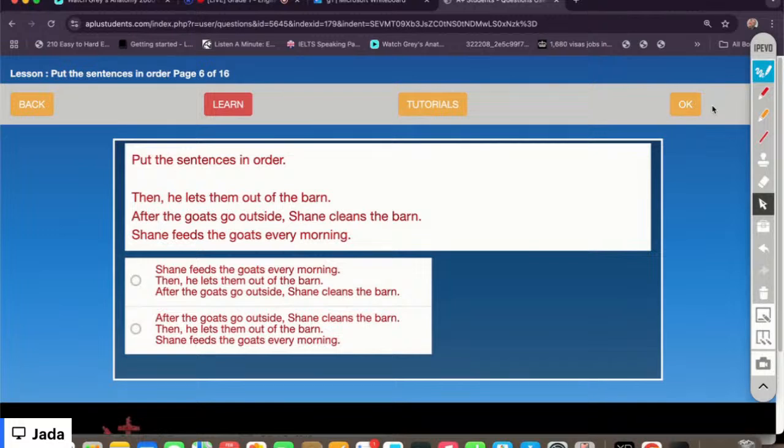So for this we have then he lets them out of the barn. After the goats go outside, Shane cleans the barn. Shane feeds the goats every morning. So what's the right order here?